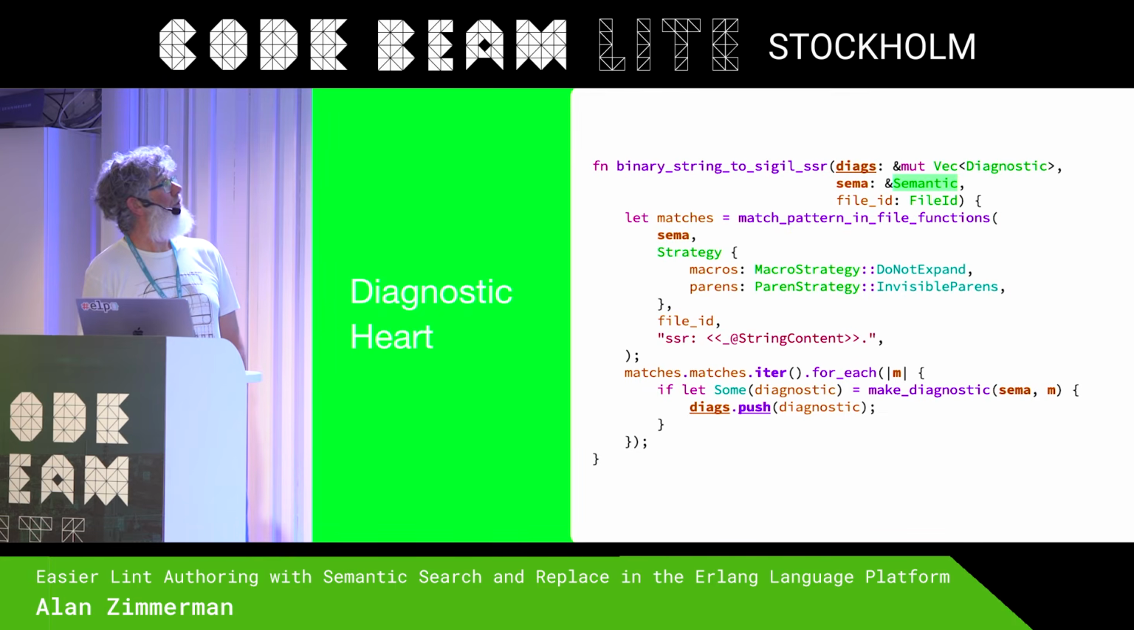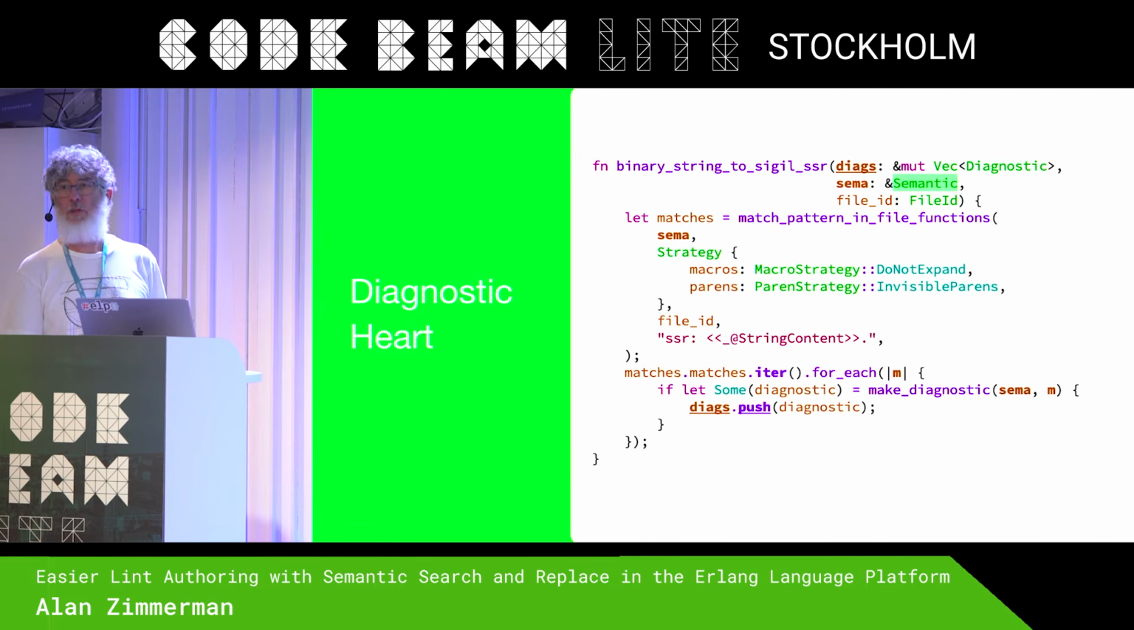And this is what the actual checker looks like. It's also a lot of code, but it's not that much code, and it's also fairly declarative. The first thing we do is we call a function that matches the pattern in the file function. So we're going to, in the file, if it has functions, match over these functions. And we have a strategy there.